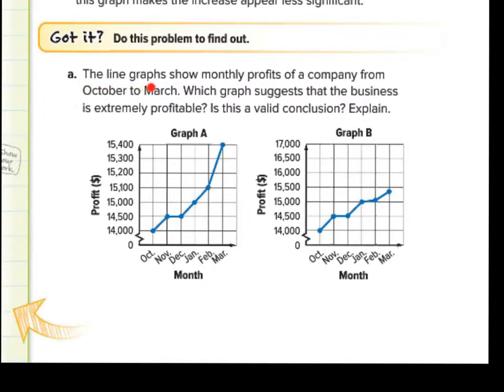The line graph shows monthly profits of a company from October to March. Okay, the profits a company makes from October to March. So that looks like it to be about 6 months. Which graph suggests that the business is extremely profitable? Is this a valid conclusion? Explain. Look at this one.